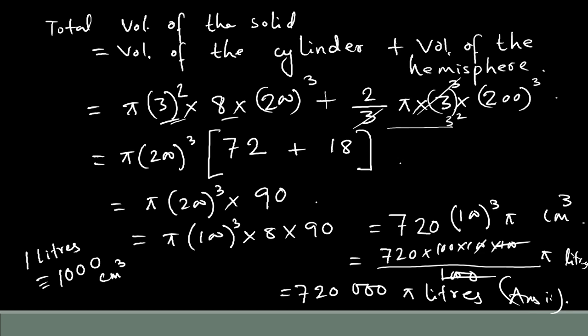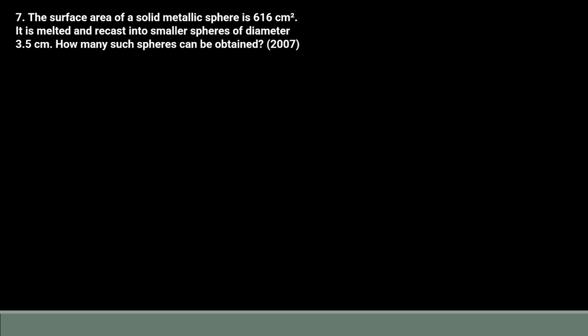Hope you guys got this problem and understood it. Let's move to the next question. Now it is saying, this came in ICSE by the way, 2007. The surface area of a solid metallic sphere is 616 centimeters square. It is melted and recast into smaller spheres of diameter 3.5 centimeter. How many such spheres can be obtained?